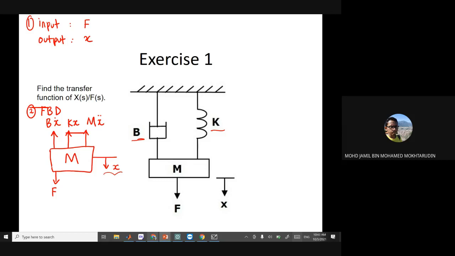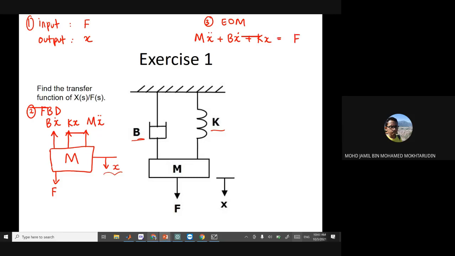Then from the free body diagram, you can write the equation of motion. So equation of motion will be the forces acting upward equals forces acting downward. So m x double dot plus b x dot plus k x equals f.